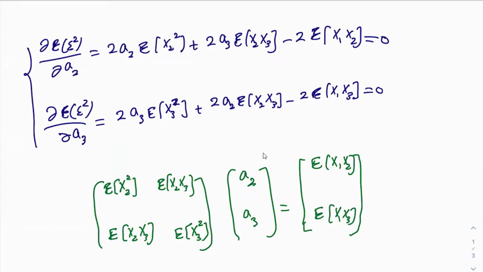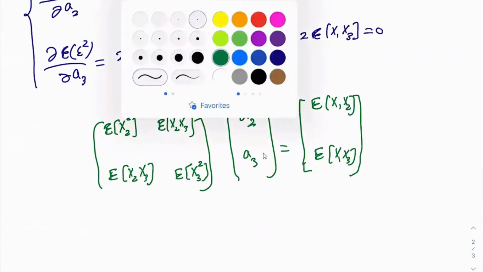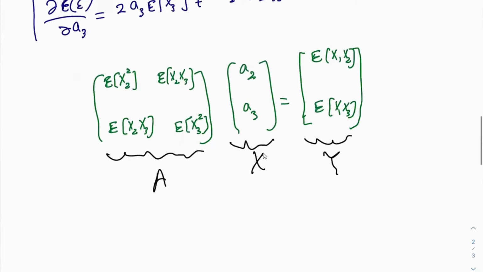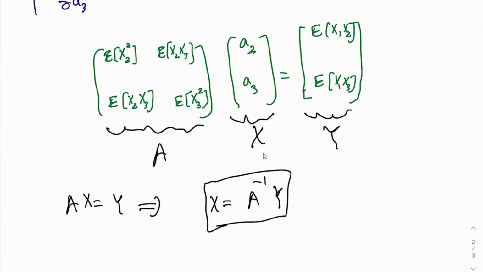Perfect. So this is a system of equations that can easily be solved even by hand, because you have two equations and two unknowns. Take this one as A, take this one as x, take this one as y. You are trying to solve Ax equals y. The solution here, x, is equal to A inverse y, right? But how do you calculate A inverse?